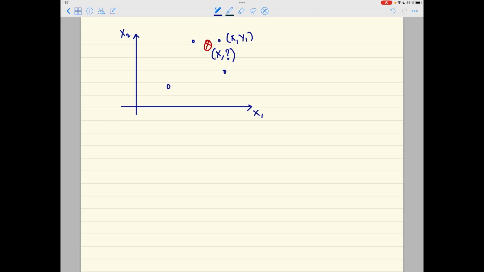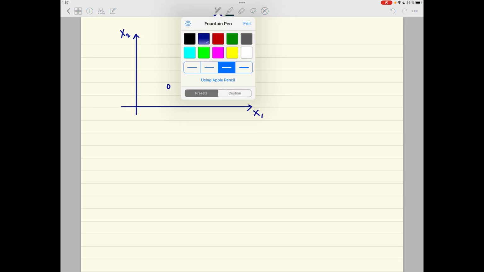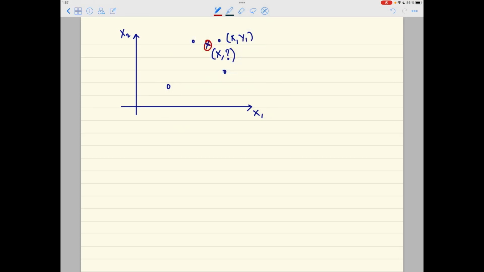So what the k nearest neighbor algorithm does is that it says the ground truth label at this red point would be very similar to the ground truth labels of the k nearest neighbors. So what does this mean? Okay, so let's say k was equal to 2. If k is equal to 2, then the two nearest neighbors would be these two.